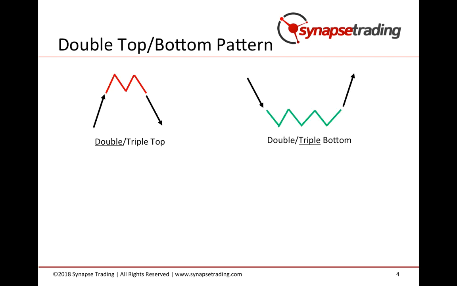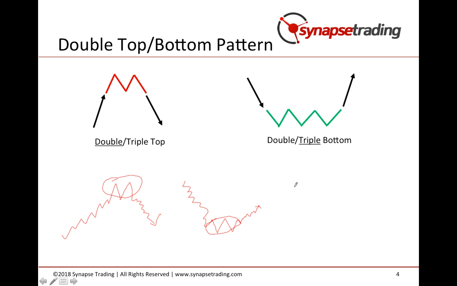So what is this pattern? The most obvious way to see it is to look at it as an M shape and a W shape. The double top is a pattern that reverses an uptrend. So you will see an uptrend, and then you see a double top, which is an M shape, which then changes the trend to a downtrend. So what you're looking for is this double top pattern over here. And for a downtrend, you will see a W shape pattern that reverses the trend upwards. So this is the W shape pattern over here.